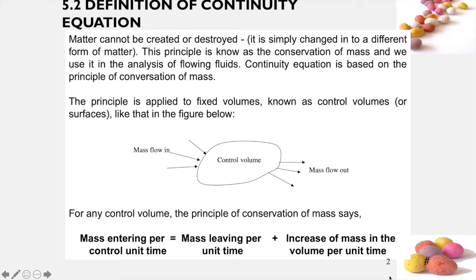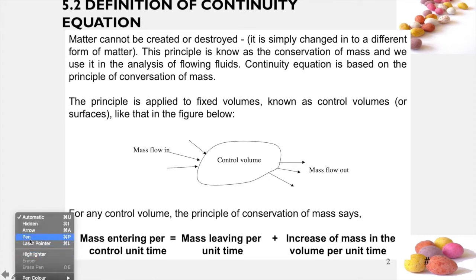So what does the conservation of energy state? That matter cannot be created or destroyed. It is simply changed into a different form of matter. This principle is known as conservation of mass. We use it in the analysis of flowing fluids. The continuity equation is based on the principle of conservation of mass.